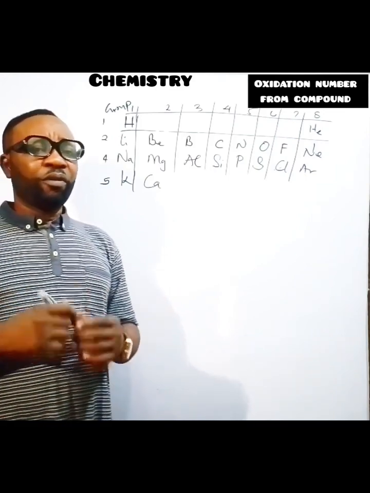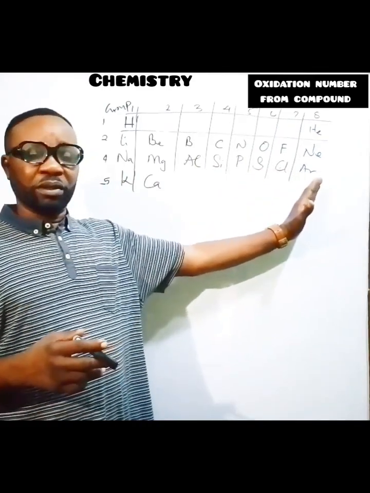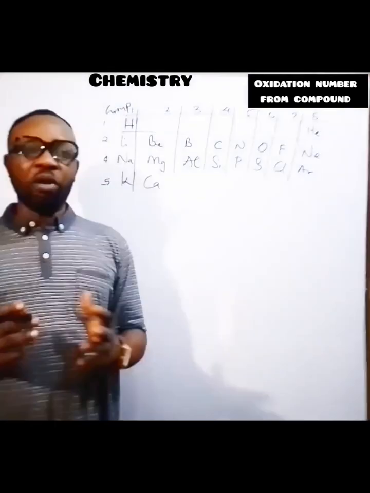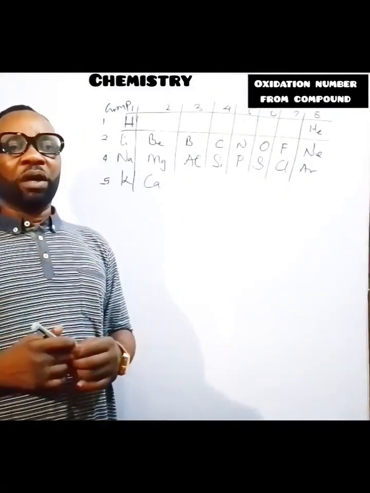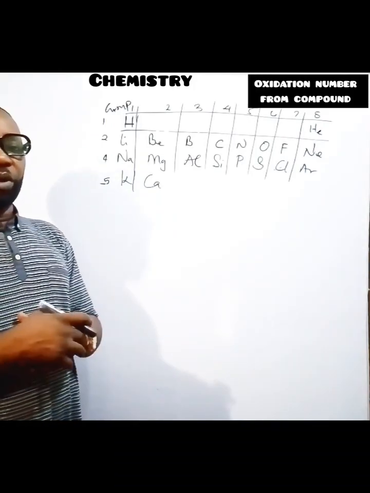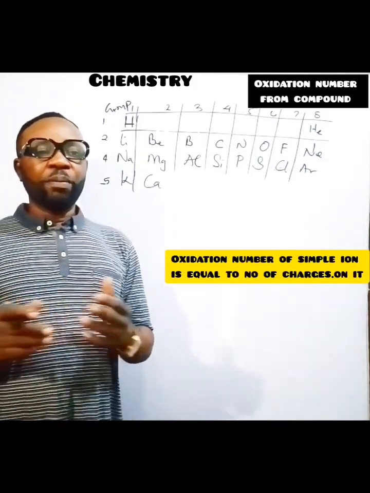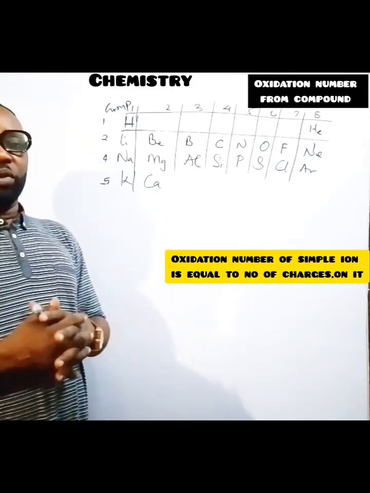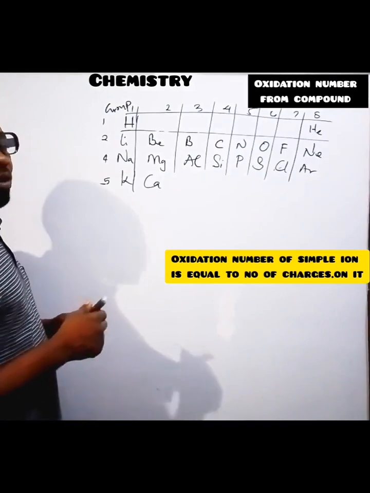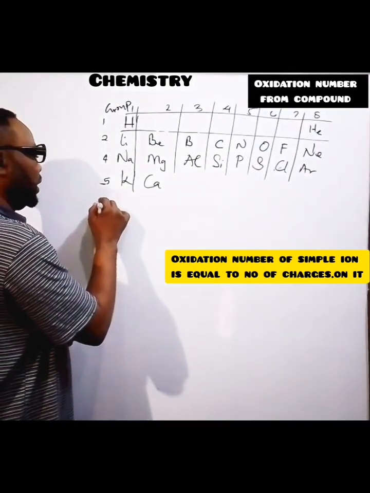Now, before I go further into talking about this group in terms of oxidation number, I want to tell us the rules that govern the oxidation number of a particular element. Number one rule I'm going to give you here is that the oxidation number of a simple ion is equal to the number of charges on it. Oxidation number of any simple ion is equal to the number of charges on it.